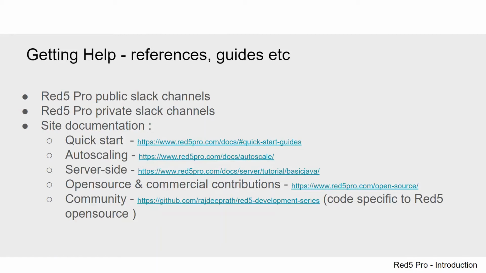Next, we have the Red5 Pro private Slack channels. Whenever you purchase a license such as Growth Pro or higher, you automatically gain access to a private Slack channel. You can use this channel to communicate with the Red5 Pro team directly, and the response time is definitely faster than using the public Slack channels. Using a private Slack channel, you get a sort of priority support in a textual manner.